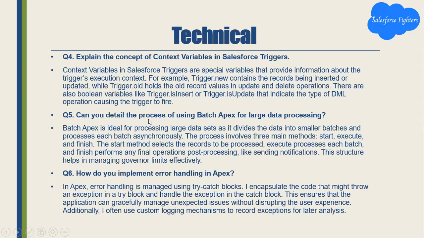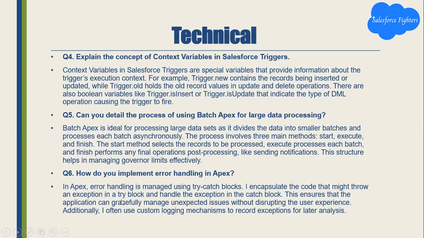Next question: can you detail the purpose of using batch Apex for large data processing? Batch Apex is ideal for processing large data sets as it divides the data into smaller batches and processes each batch separately. The process involves three main methods: start, execute, and finish. The start method selects the records to be processed, execute processes each batch, and finish performs any final post-processing operations like sending notifications. This structure helps in managing the governor limits effectively.